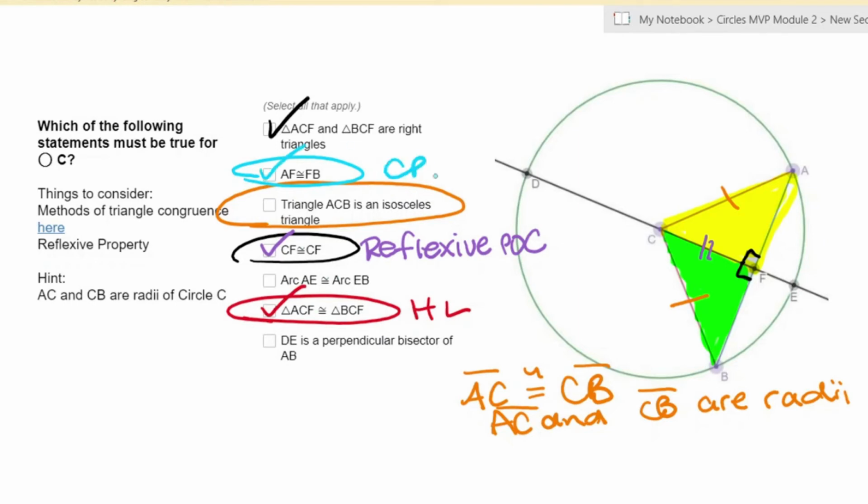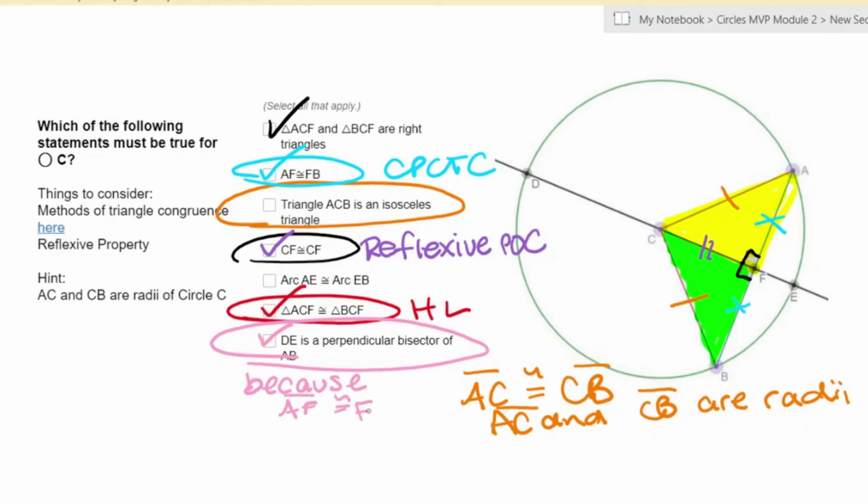All right, the next statement says AF is congruent to FB. That is a true statement because of CPCTC. We're just saying corresponding parts of congruent triangles are congruent. Hopefully you guys remember that from triangle congruence. The next one says DE is a perpendicular bisector of AB. That's a true statement because segment AF is congruent to segment FB. We said that in the earlier statement that we stated was true.